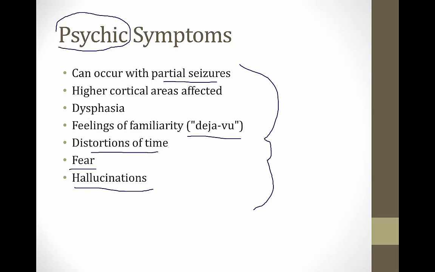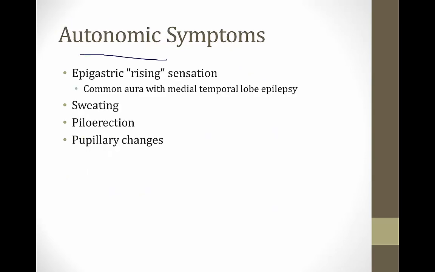Patients can get autonomic symptoms with seizures, and one of the classic ones is to feel an epigastric rising sensation in the abdomen. This is a common aura, we'll talk about auras in a minute, that precedes temporal lobe epilepsy symptoms. They can also get sweating and piloerection, which is their skin standing on edge, and they can have pupillary changes as well.